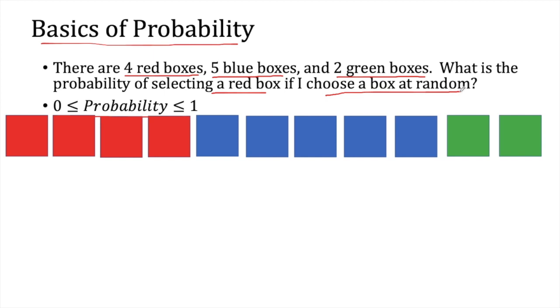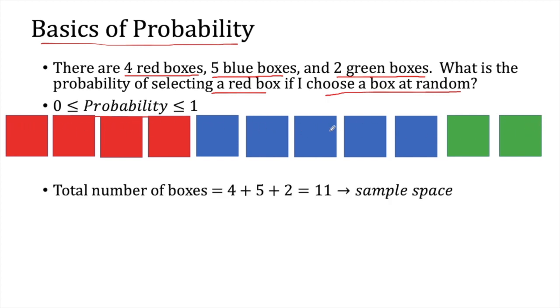So in any simple probability question, it's very helpful to draw out or write down all the possible items in your sample set. And we are given 4 red boxes, 5 blue boxes, and 2 green boxes, and we have drawn that out.